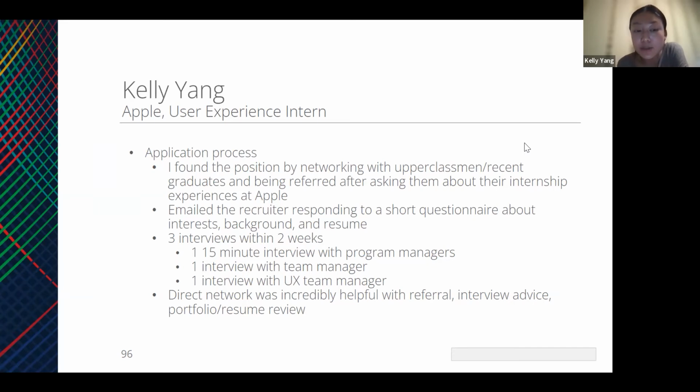And then in terms of the interview process, I went through 3 interviews within a timeline of about 2 weeks. The first one was just a 15-minute phone screen with the program managers. After that, I spoke a little bit more with a team manager. And then finally, a couple weeks later, I had an interview with the UX team manager.